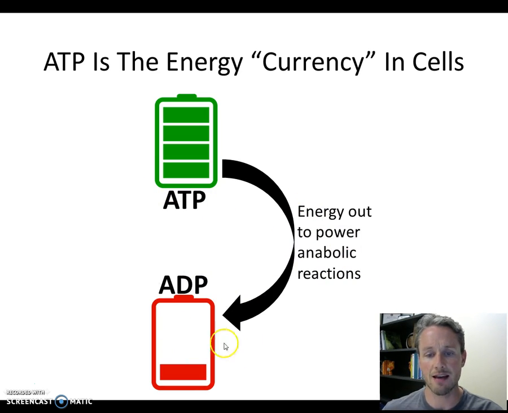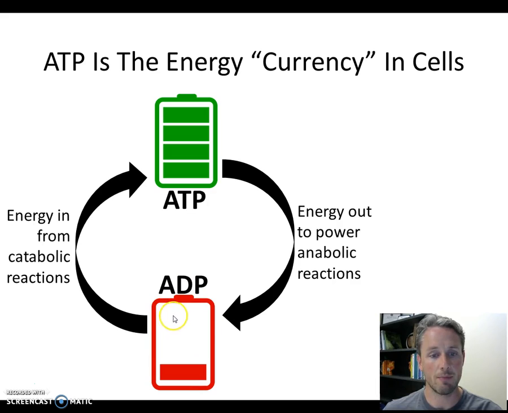But now we've got this dead battery. And much like with rechargeable batteries, we don't want to just throw this away. We can reuse it. We just have to recharge it. So in cells, we can recharge this dead battery by putting some energy in, and we'll reform ATP. The energy that we put in comes from catabolic reactions. Remember that catabolic reactions, breakdown reactions, always release energy, and we can put that energy into ATP.